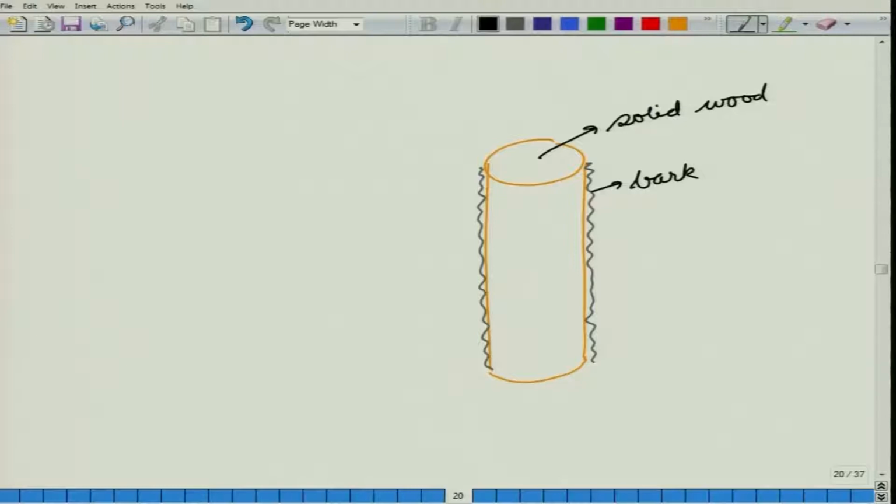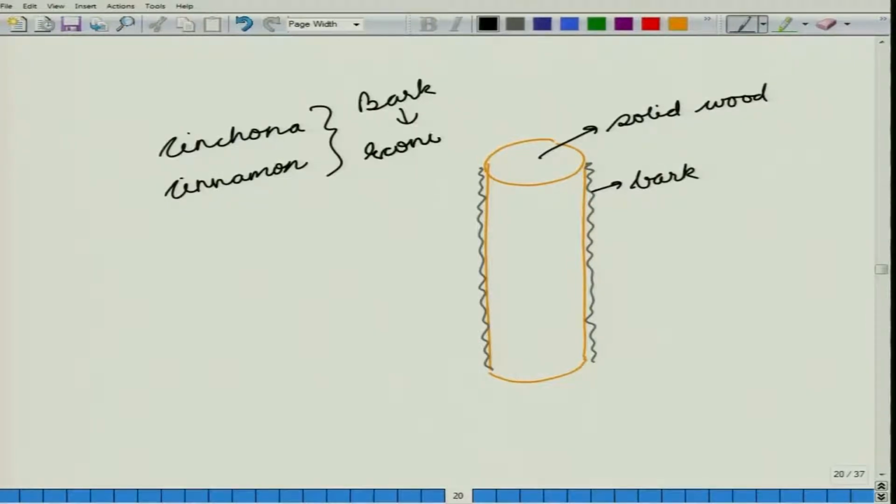have its own utility. Say in the case of cinchona or in the case of cinnamon. So, cinnamon, also known as dalchini, is the bark of a tree. Similarly, the bark of the cinchona tree gives us quinine. So, in these cases bark has its own economic utility and it is not just a byproduct of the timber production.